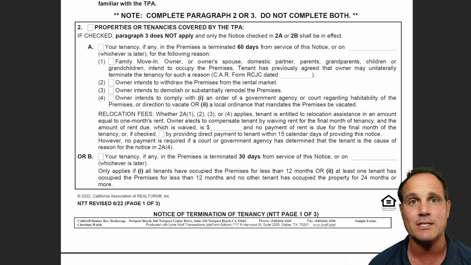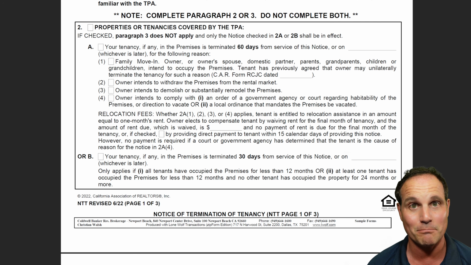In several areas, this would be considered the Ellis Act. Number 3, the owner intends to demolish or substantially remodel. And the law defines substantial remodel as something that will take longer than 30 days, requires permits. It can't just be cosmetic. And then the 4th is if the owner is complying with a government order.